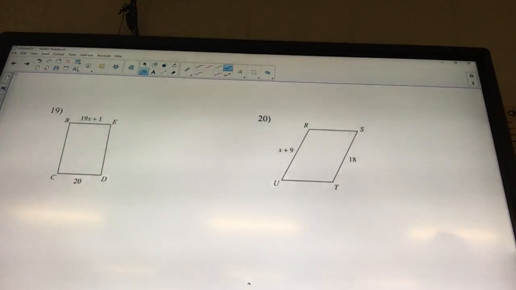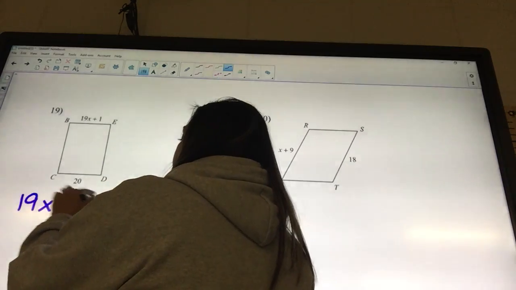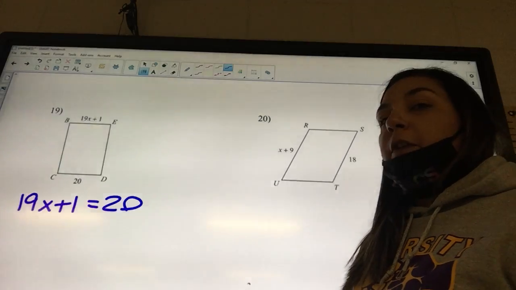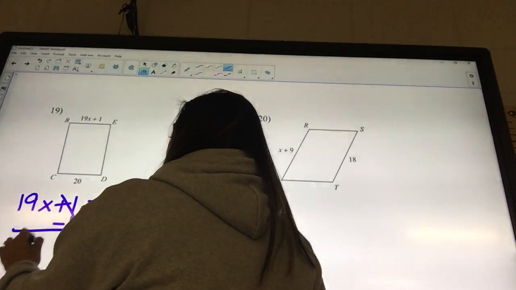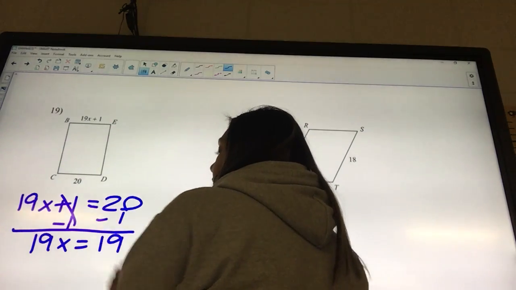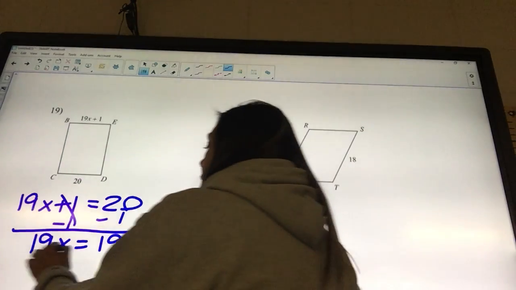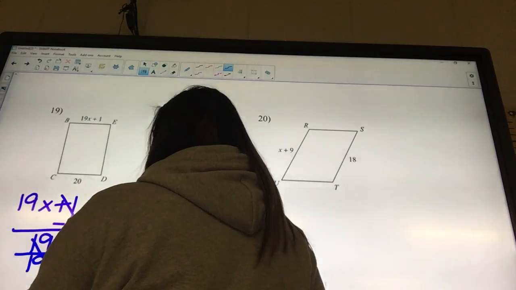Okay, so I got 19x plus 1 equals 20. What needs moved first? The 1. So minus 1. That would be 19x equals 20 minus 1. So I got 19x equals 19. That would be just a 1. We're going to divide by 19. 19 divided by 19, x equals 1.